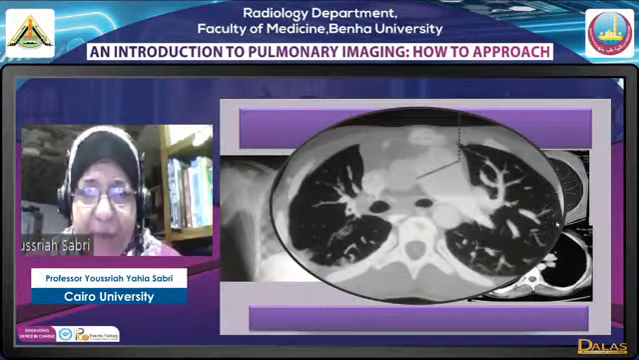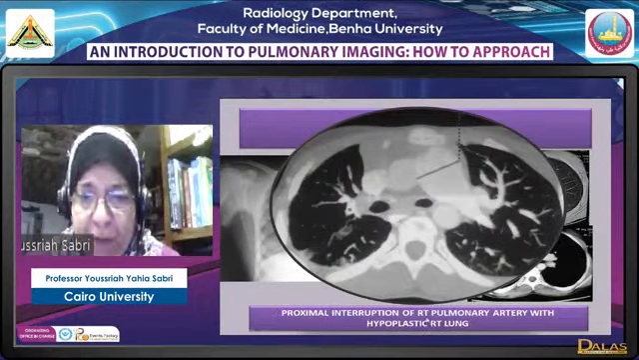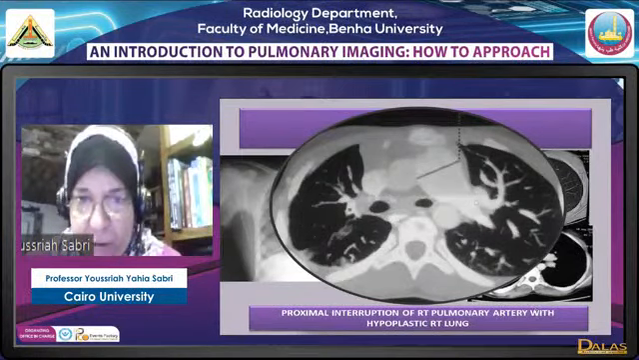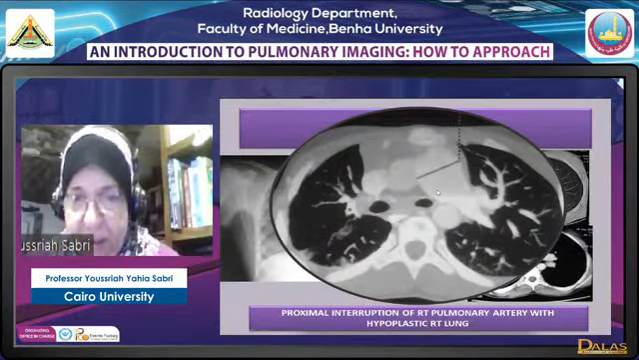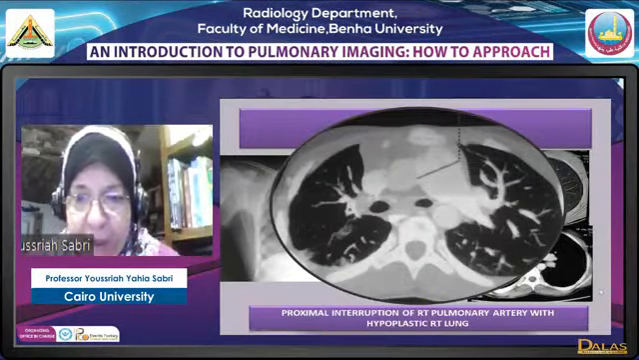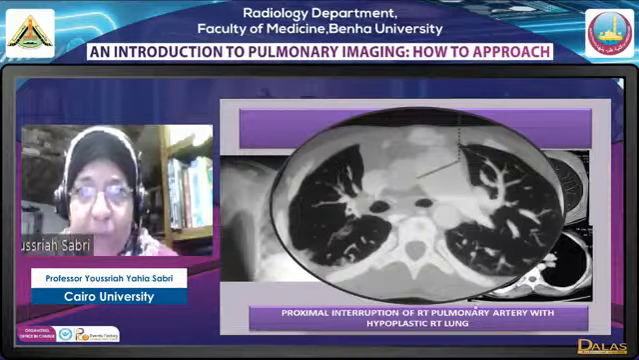Here, this appearance is called proximal interruption of the right pulmonary artery. So the proximal part only is missing. Proximal interruption of the right pulmonary artery is one of the causes of a hypoplastic lung, okay?